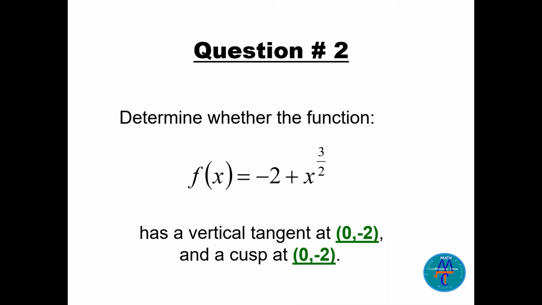Now, question number 2 says, determine whether this function f of x equals minus 2 plus x to the power 3 over 2 has a vertical tangent at (0, -2) and a cusp at (0, -2). You have to check. This is a little tricky question. You have to see here that this function is x to the power 3 over 2. So this is the square root of x cubed.